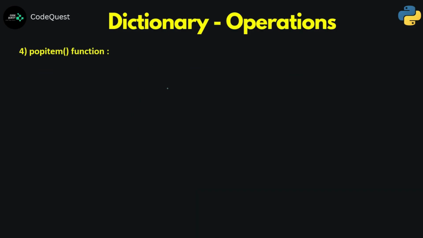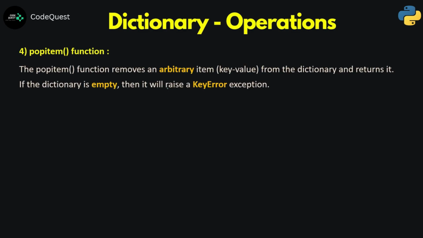The popitem function is a little different from pop, because the popitem function removes some arbitrary or random key value pair, or item, from the dictionary, and returns it. In case the dictionary is empty, we get a KeyError exception. So we take a dictionary and call popitem with no argument specified, because earlier when I used pop, we had specified the key, but in popitem there is nothing to be specified.